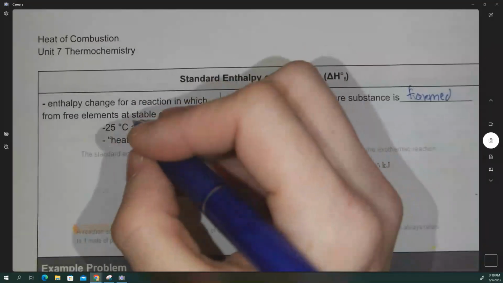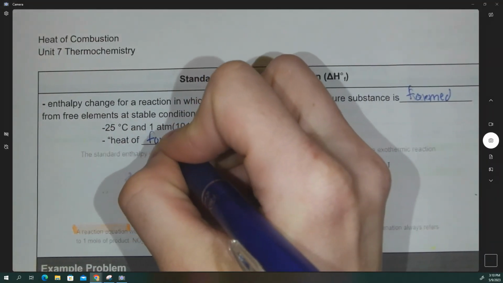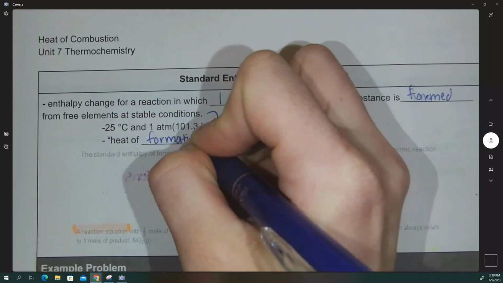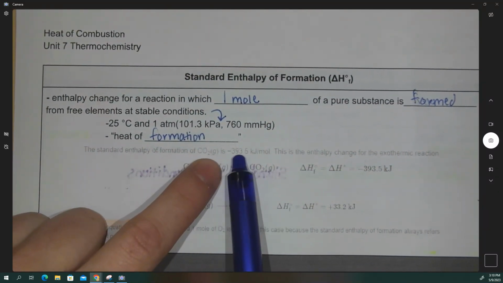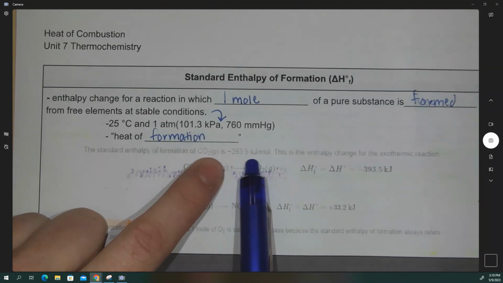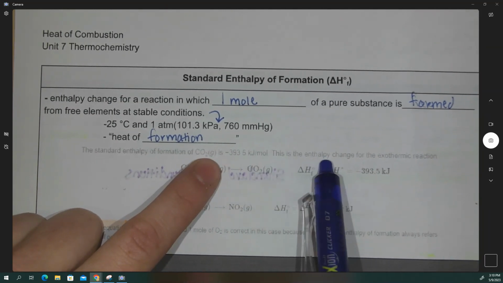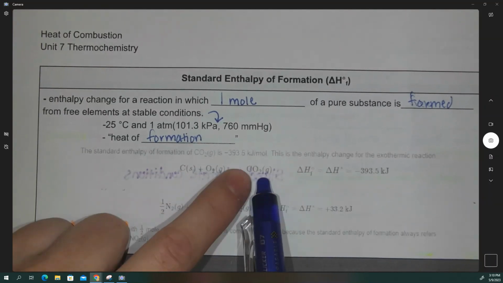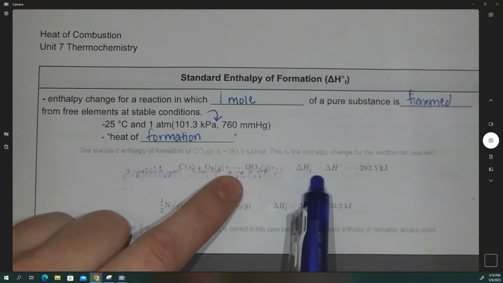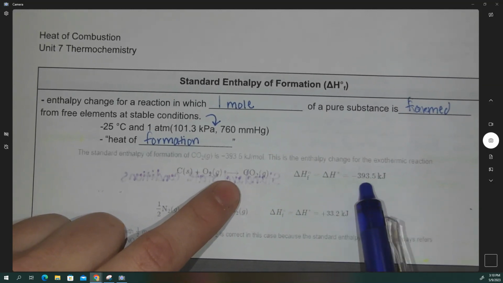Another way that we talk about this is we call it heat of formation. So down here we have the standard enthalpy of formation of CO2 is negative 393.5 kilojoules per mole. This is the enthalpy change for an exothermic reaction. So I've got carbon solid plus oxygen gas becomes CO2 gas.